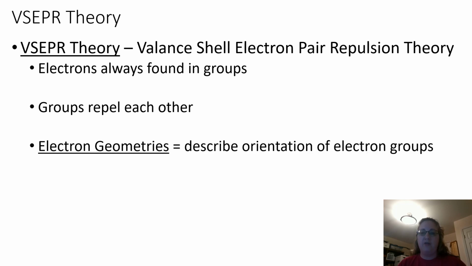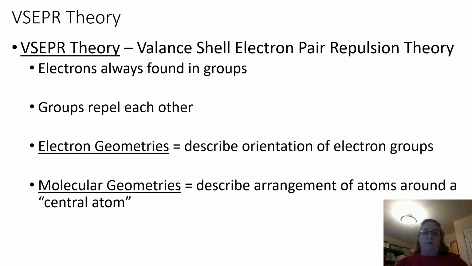We have two types of geometries that we're going to be looking at. The first is our electron geometries, which describe the orientation of all the groups around the central atom. So for every single group of electrons that we have, we're going to define the shape associated with it. Molecular geometry describes the arrangement of just the atoms around the central atom. This is oftentimes referred to as the shape that a molecule has.